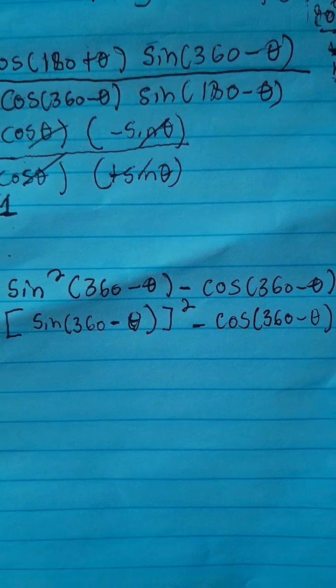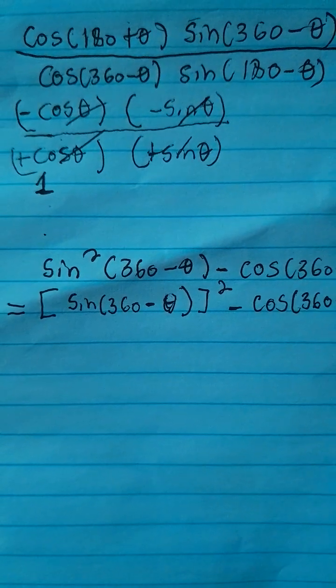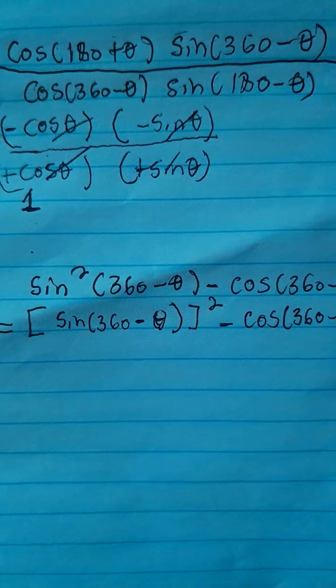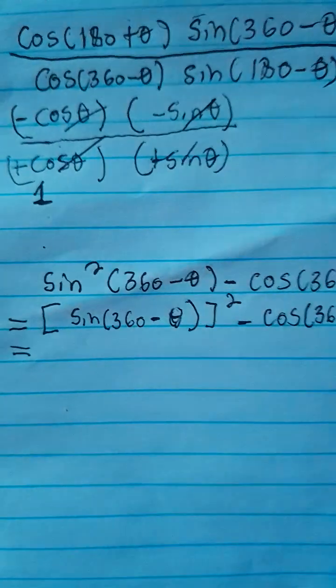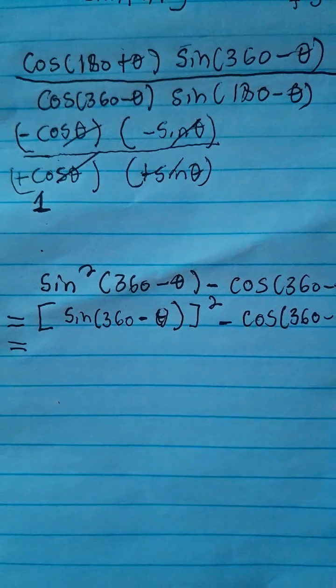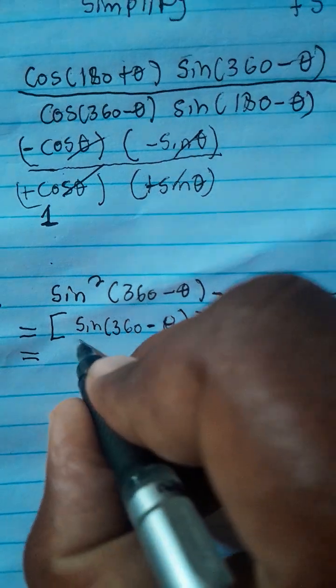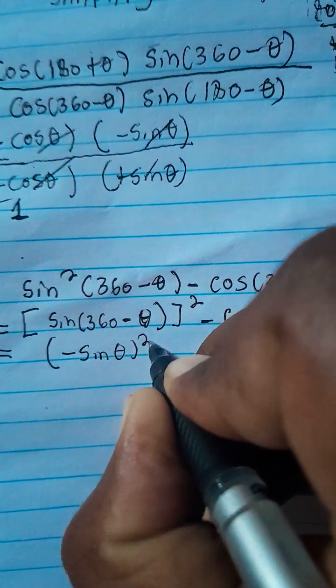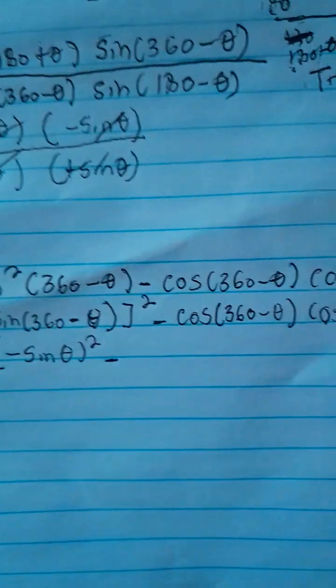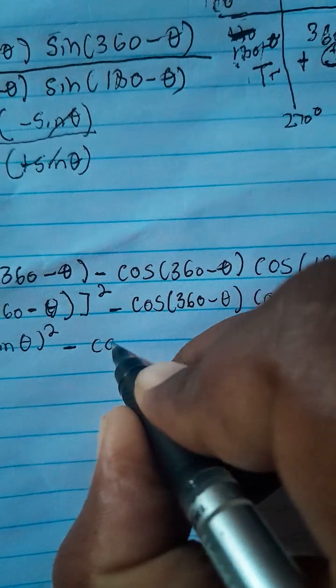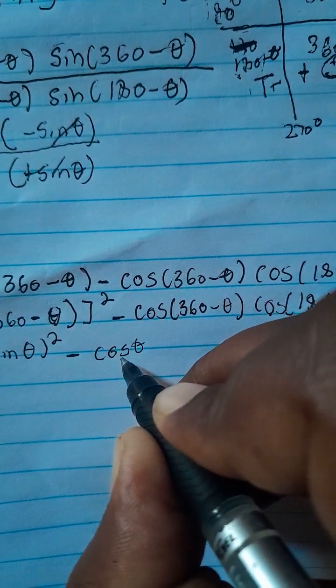Then what do we do from there? Second step. What will be our second step? We ask ourselves, how is sine at the fourth quadrant? Sine at the fourth quadrant is negative. So we're going to have negative sine theta squared. Then you ask yourself again, how is cos at the fourth quadrant? It's a home for cos, so that will definitely be positive cos theta, right?